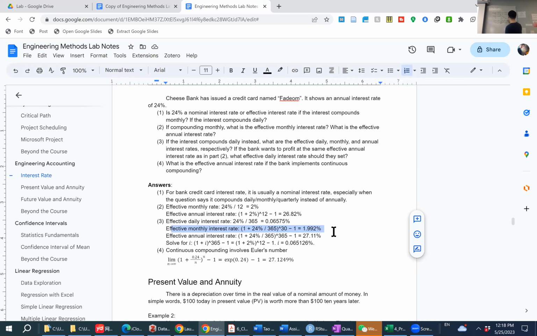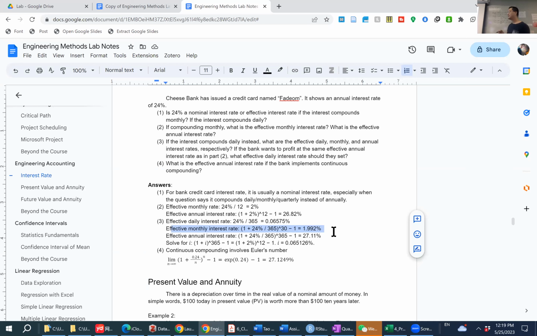0.11. Okay. So as you can see, the trend here is that if it compounds more frequently, the effective annual rate is higher. Do you see that? If out of the 24% nominal annual rate, the interest actually compounds monthly, the effective annual rate is 26.82%. If it compounds daily, so it's more frequent, the effective annual rate would become 27.11%. So as you can see, if it compounds more frequently, the effective annual rate is higher and higher.